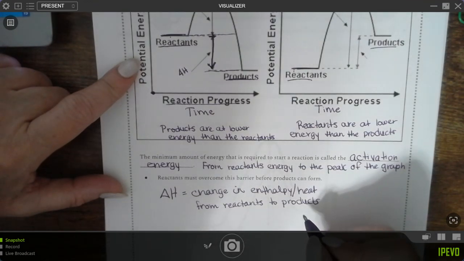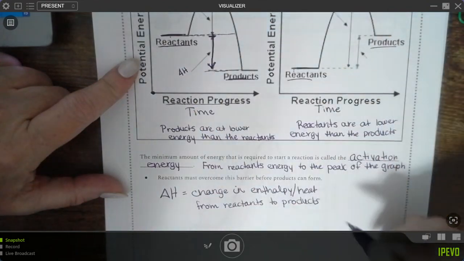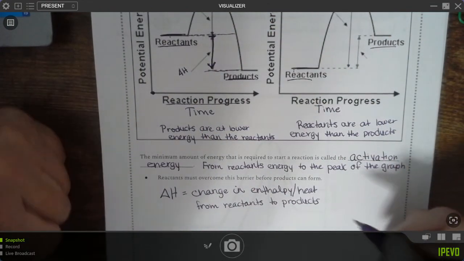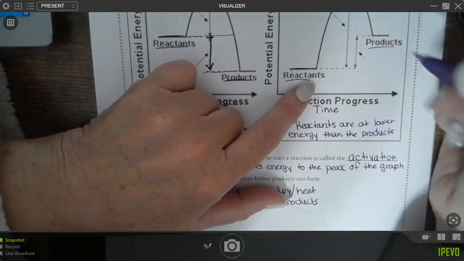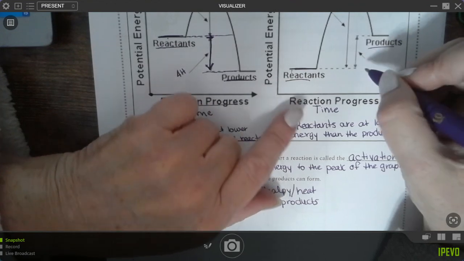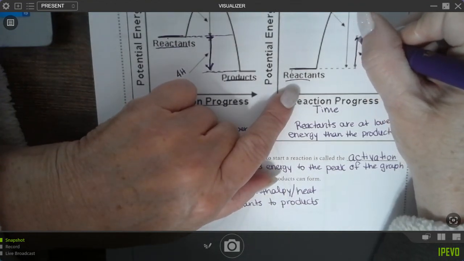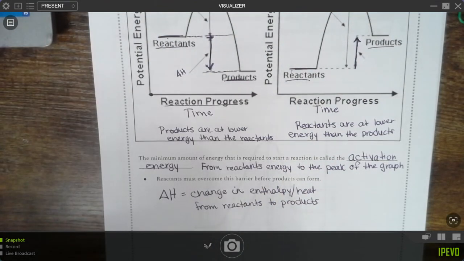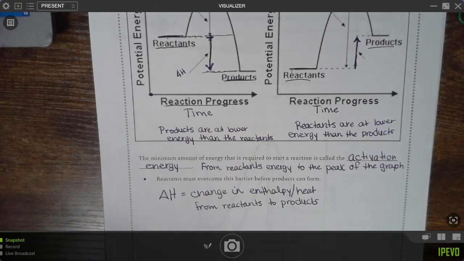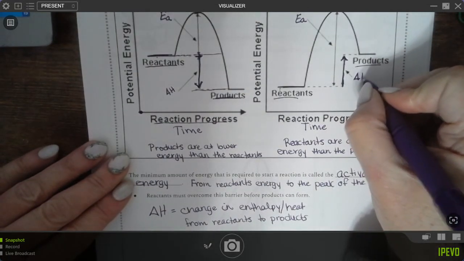What we're going to find out is the amount of energy, delta H, in an exothermic reaction is negative. That makes sense, because that arrow is going down to a lower point. On my endothermic graph, the difference is from the reactants to the products. Again, if I start drawing at the reactants and go to the products, I'm going up. Delta H is going to be positive for an endothermic reaction. So this is my delta H.